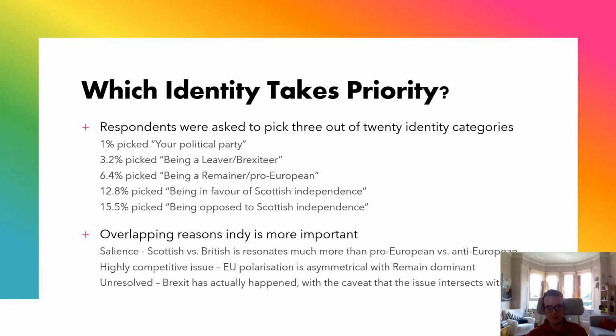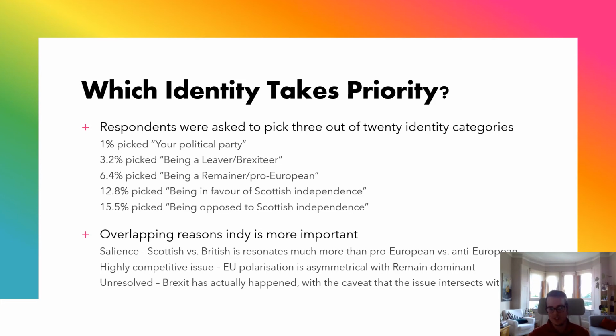3.2% picked being a Leaver, and 6.4% picked being a Remainer, so roughly about 10% picked one side of the Brexit divide as a key identity. But that was much closer to 30% when it came to Scottish independence, so 12.8% picking being pro-independence and 15.5% picking being against independence. Now there are various reasons for this that we can speculate on.